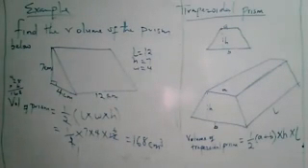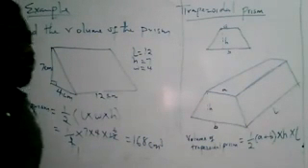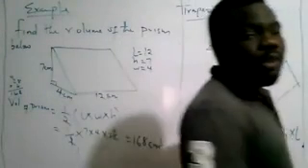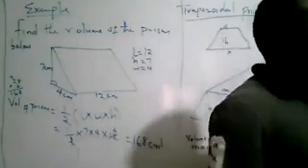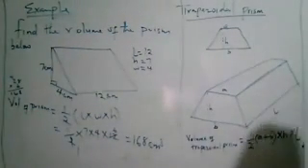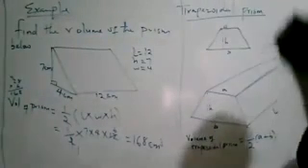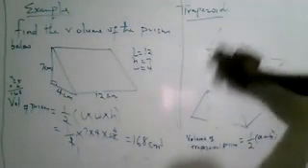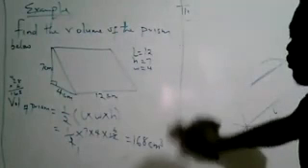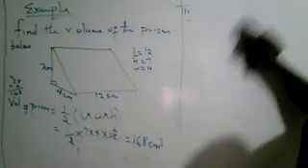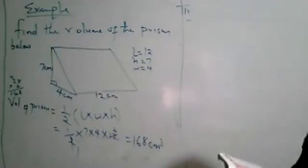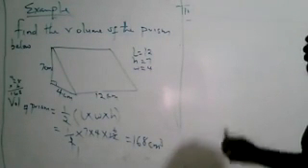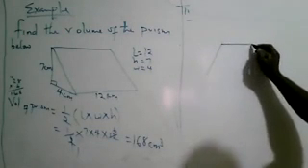So we'll be taking a look at another example. So this one would be for the trapezoidal. We'll take another example for the trapezoidal. So in this case, we have this shape.